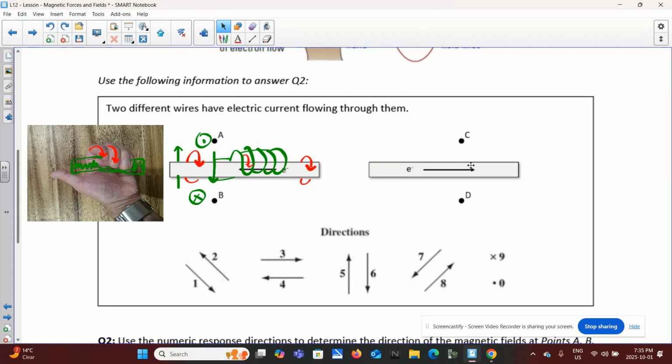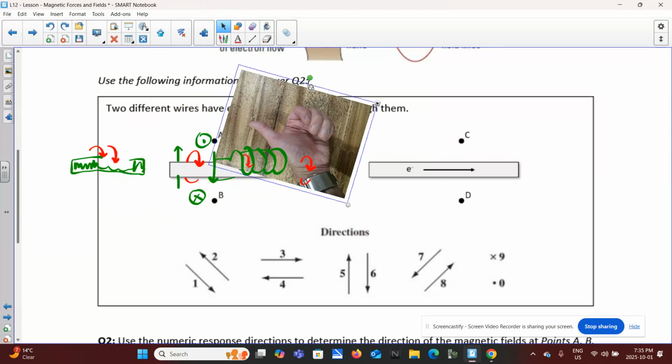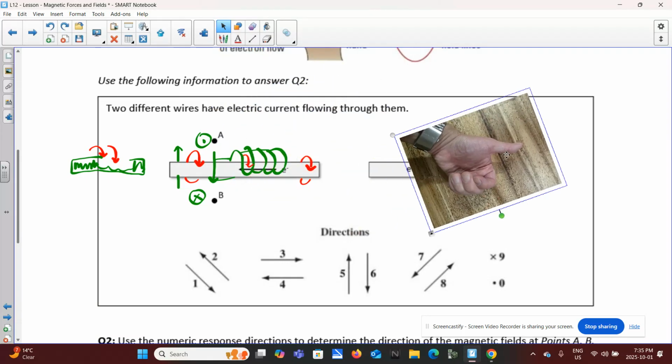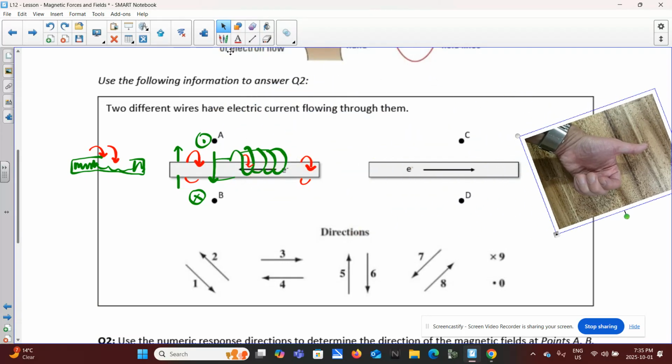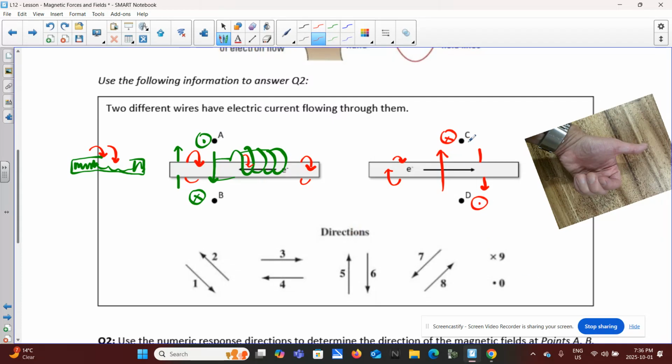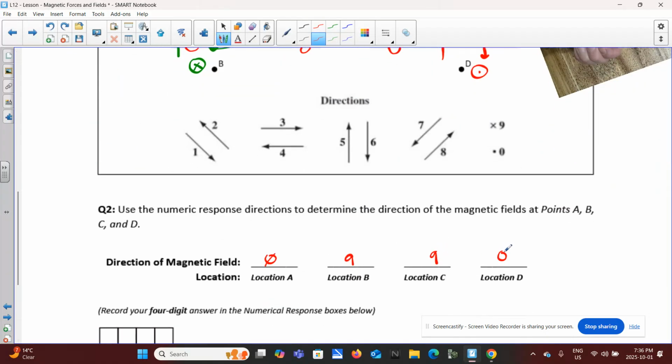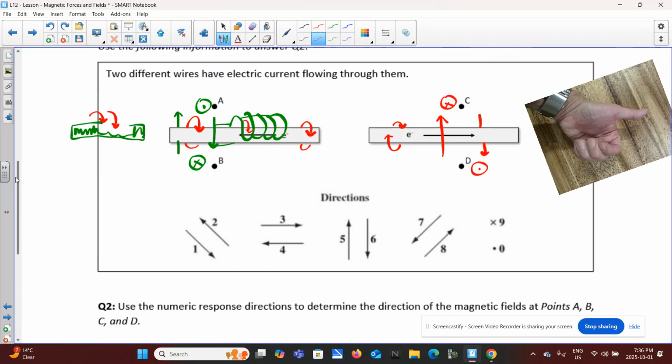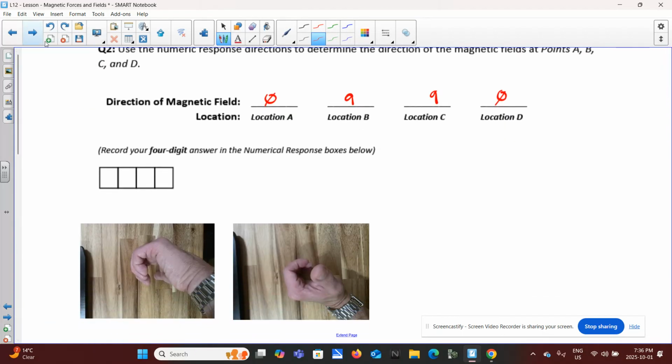Now, if I were to look at this one, I've got to take my hand and rotate it so my thumb is in the direction of the current. So thumb, direction of current. There we go. Now for this one, my fingers are coming up the front like that. And then it's going to go down the back. So coming up the front, it's going into the page here, it's going down the back, and it's coming out of the page right there. So at C, it's going into the page, that's a 9, and D is coming out, a 0. 0990 is going to be my answer. Okay, let's move on.